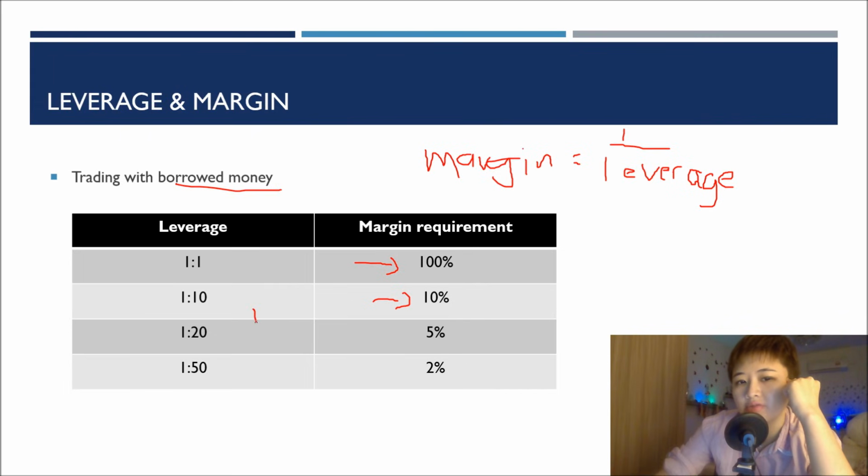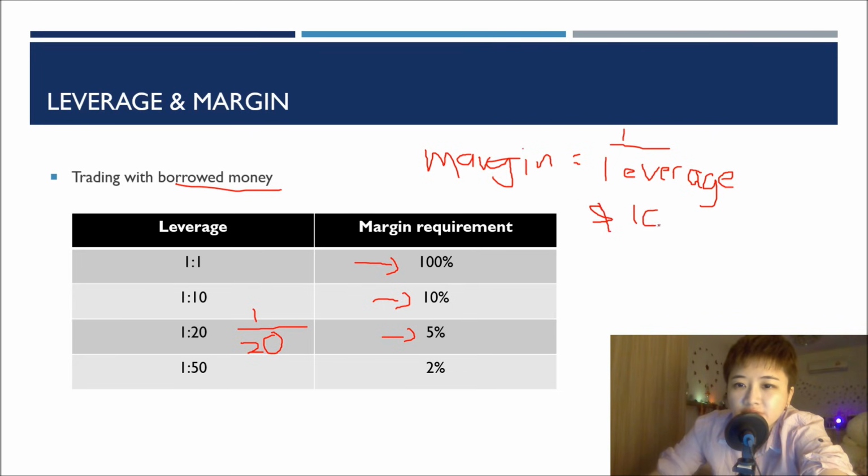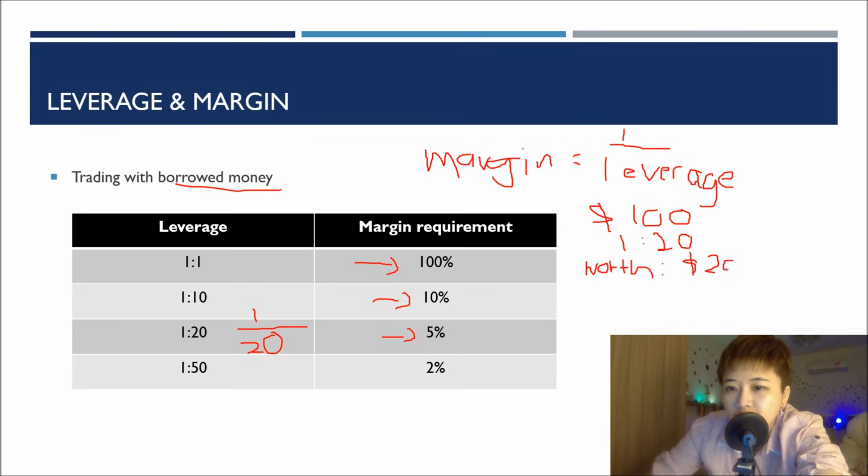If you are using a leverage of 1:20, then your margin requirement would be 1 divided by 20 times 100, which gives you a 5% margin requirement, and so on and so forth. So let's say you are a beginner trader and you start with a $100 account and you decide to use a small, good leverage of 1:20. This means that your maximum usable margin value would be 20 times 100. You can control $2,000 worth of currency without having to put in $2,000.